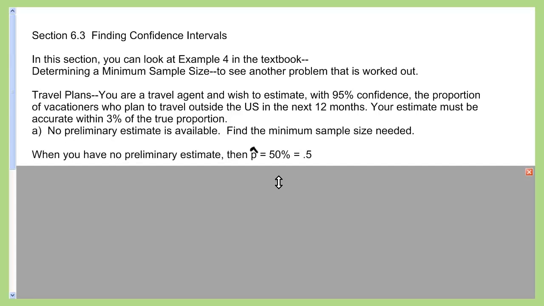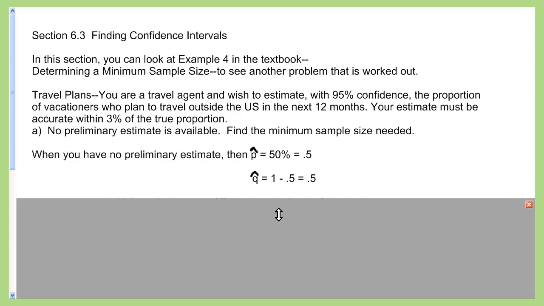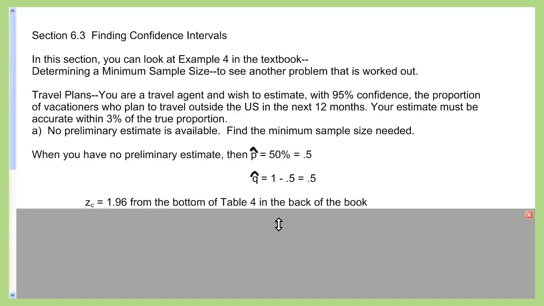The first thing you do is you always let P hat be 50%, which is 0.5. And then you're going to need a Q hat, so 1 minus 0.5 is also 0.5, which is 50%. So anytime you're not told anything else about the problem and you don't have a preliminary estimate, you always use 50%.